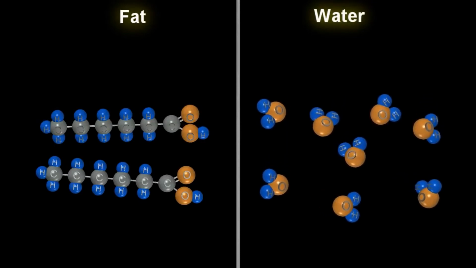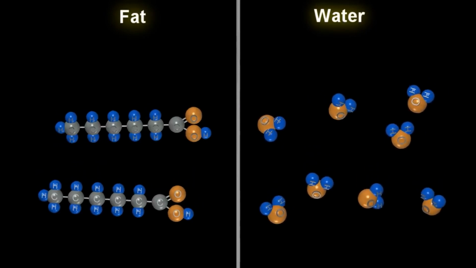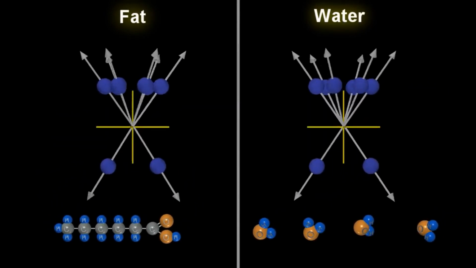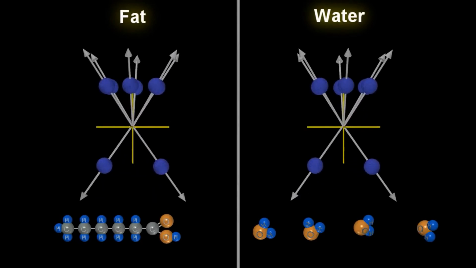As before, to simplify and maximize comprehension, we're going to stop the precession of the protons. On the left is a group of spins or protons associated with fat, and on the right, water.